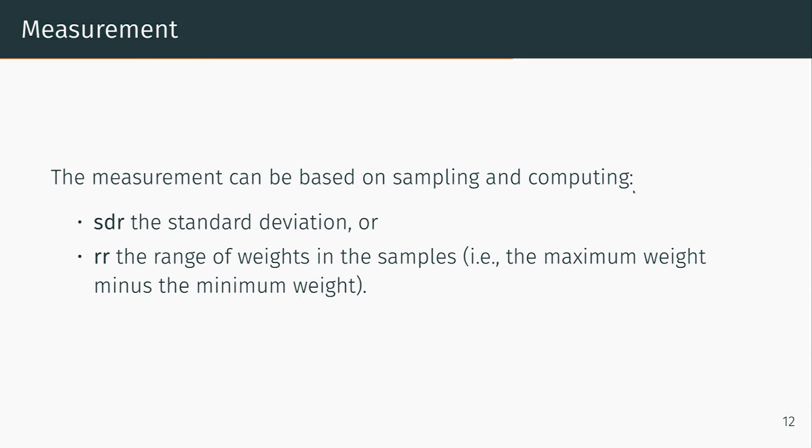So what measurement can we use to measure how the circles in the rectangle are spread out? We can simply do this by sampling the assignments in the rectangle and computing either the standard deviation or the range of weights in the samples. The reason that we need to sample is because when the instance is large enough, the number of circles in a rectangle is exponentially large, and it's very inefficient to enumerate all the assignments. In fact, if you could enumerate all the assignments, you would have already finished the search.